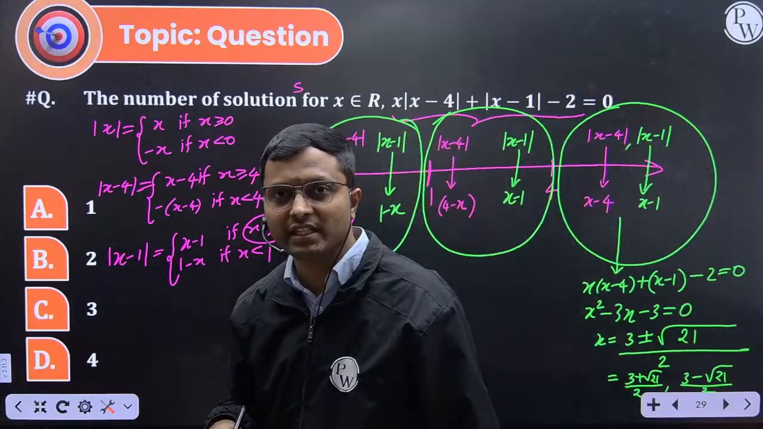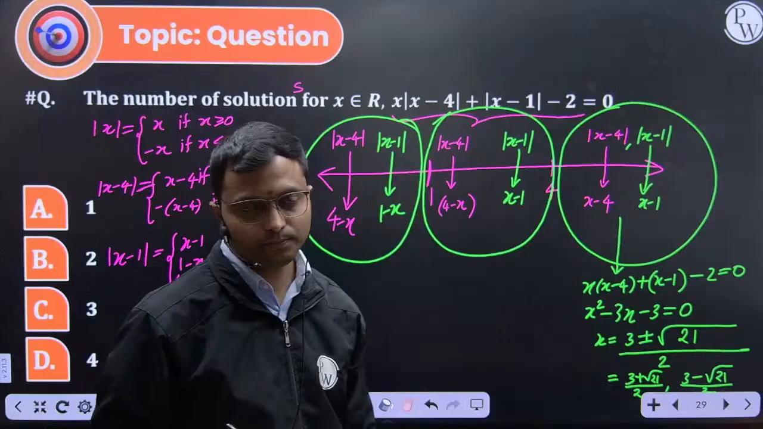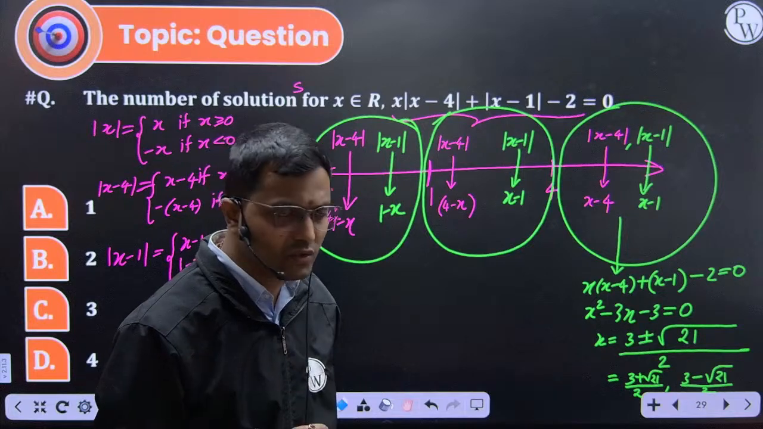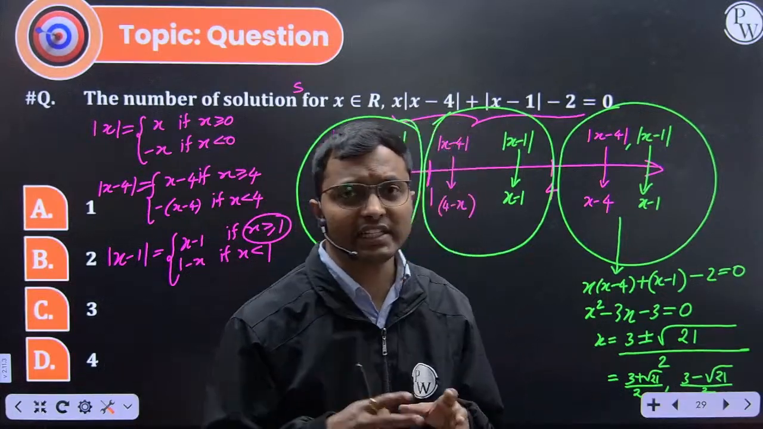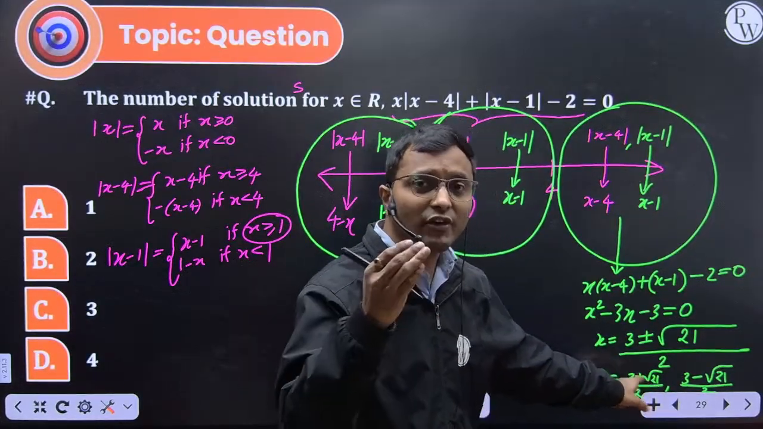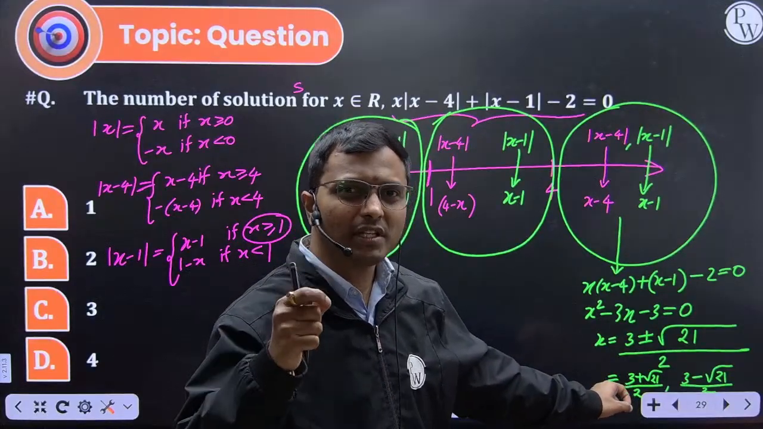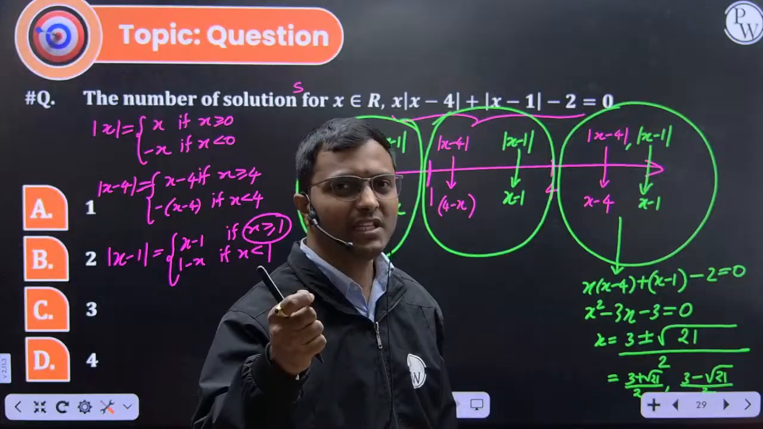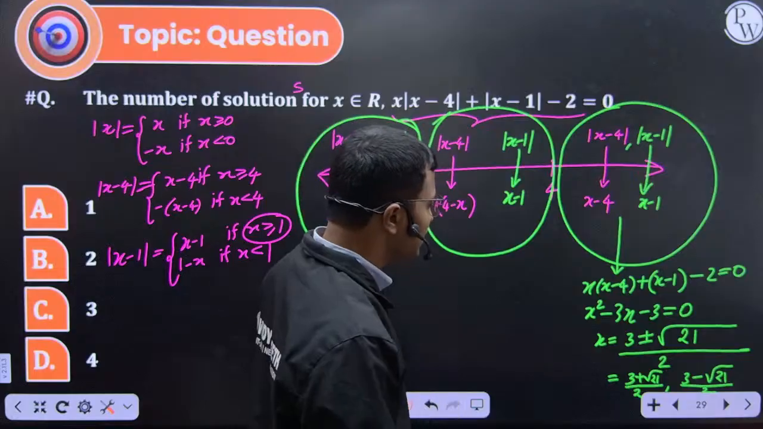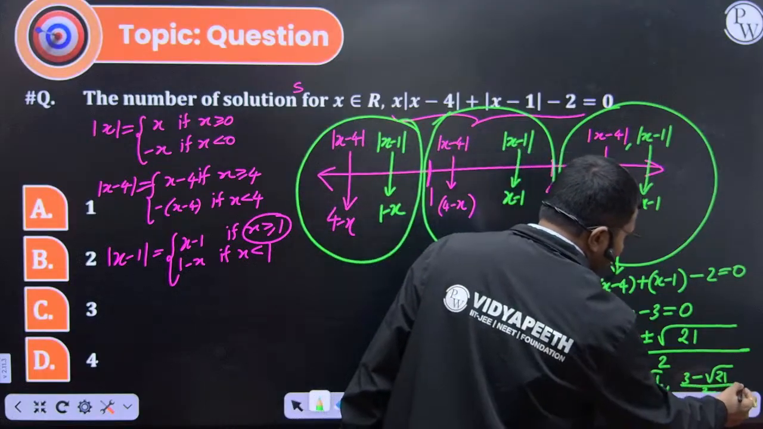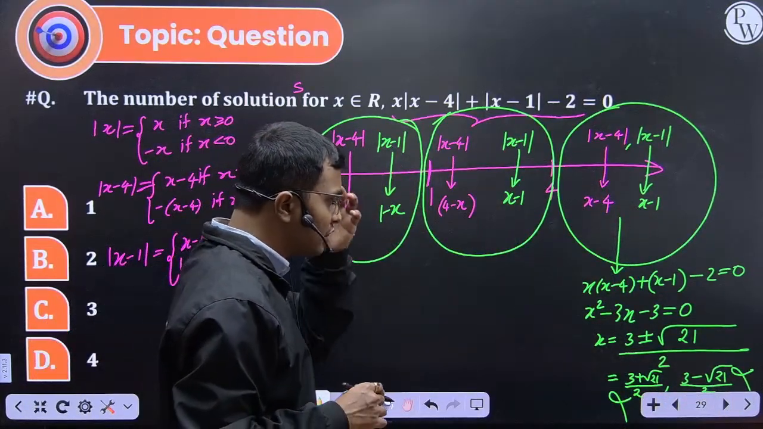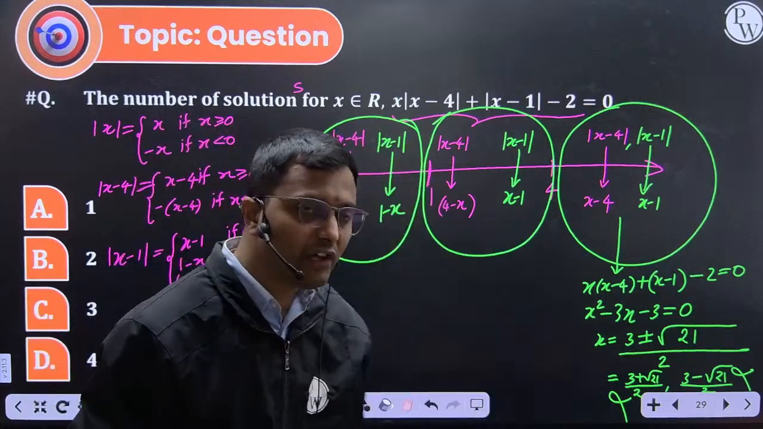Which of these is present in the interval of greater than 4? Approximately we have to get these values. You cannot get exact values, and it is not required either. Root 21 is greater than root 16, so root 21 is 4 point something. 3 plus 4 point something is 7 point something by 2, which means 3.5, or 3.6 like that. So this is not greater than 4. Similarly 3 minus root 21 by 2 is not greater than 4. So both the values we will reject.